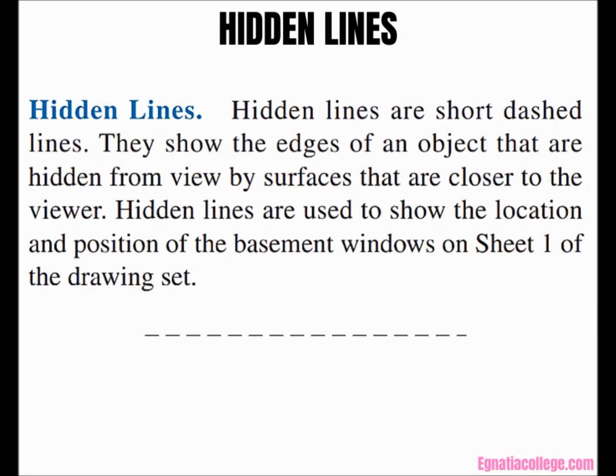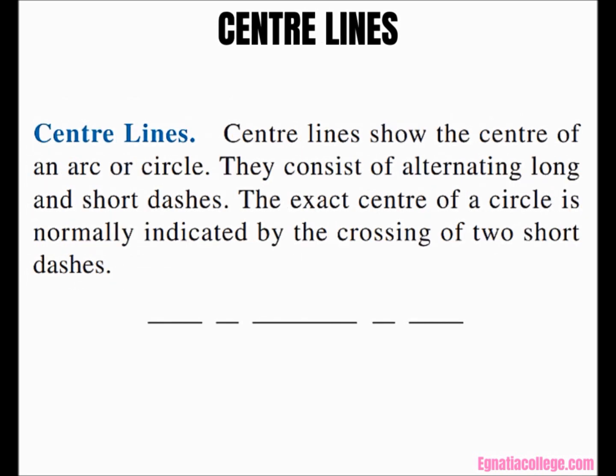Hidden lines. Hidden lines are short dashed lines. They show the edges of an object that are hidden from view by surfaces that are closer to the viewer. Hidden lines are used to show the location and position of the basement windows on sheet 1 of the drawing set. Center lines. Center lines show the center of an arc or circle. They consist of alternating long and short dashes. The exact center of a circle is normally indicated by the crossing of two short dashes.